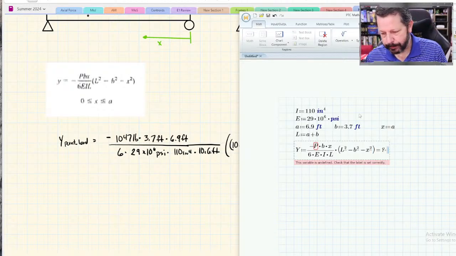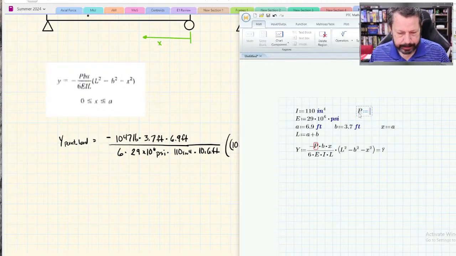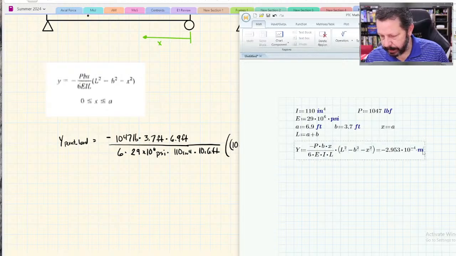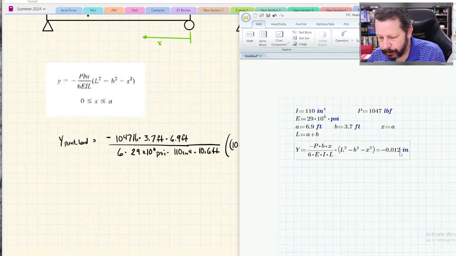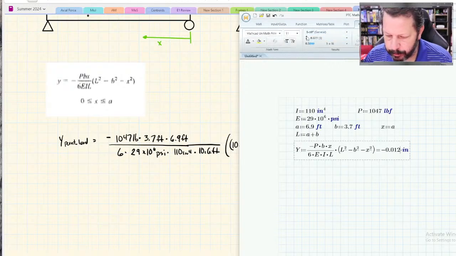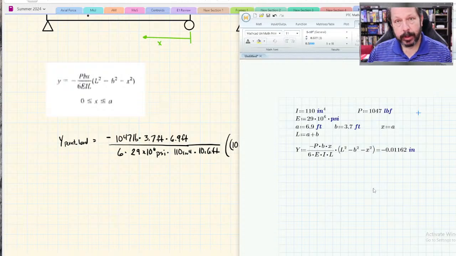Oh, the force. P is 1,047 pounds. Let's put it in inches. So it says negative 0.12. We probably need more decimals in there for WebWork to be happy. So there we go. That's one piece.